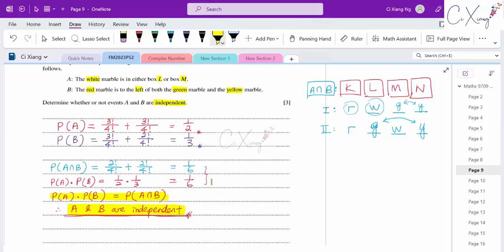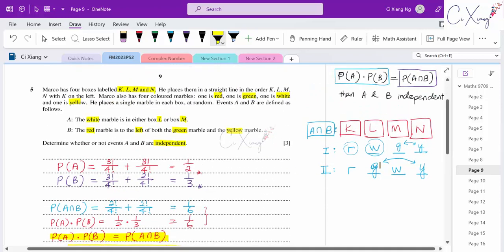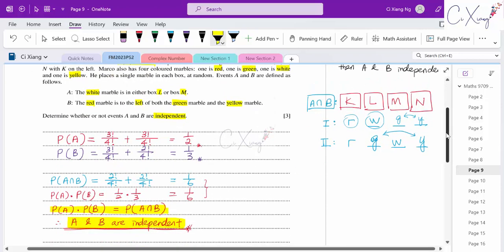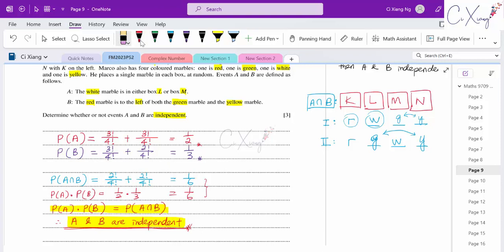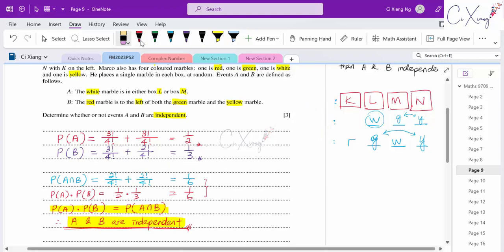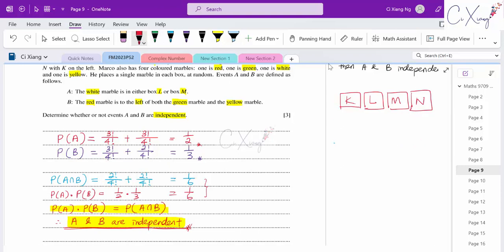For the method that I show here in this question, I'm using mainly the permutation calculation. If you are not so familiar with the permutation calculation, you can also try to list out all the possible outcomes. That means the steps might be slightly longer because you need to list out everything. As an example, for event A, the white marble is in either box L or box M.